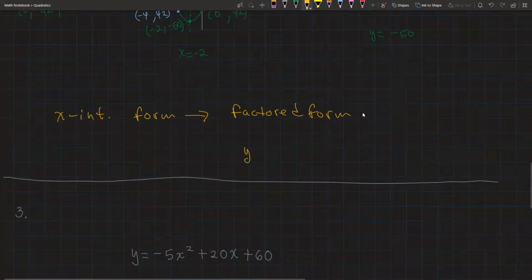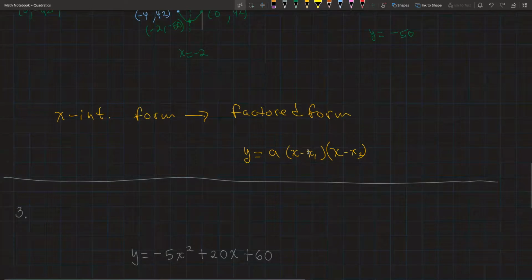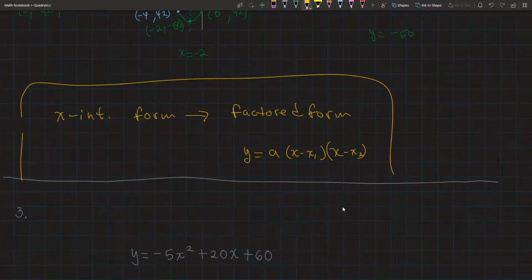Factored form should look like y equals some vertical scale factor times something times something. And it's usually the opposite, just like the last example: x minus the first x-intercept, and then x minus the second x-intercept. That's a subscript, by the way. It's not x to the first, it's x sub 1, but I'm referring to this as the first x-intercept, and this is the other x-intercept. And what's easier to find in this form? X-intercepts, that's right. Cool. That's the main important thing about this form. And there's an example of it.